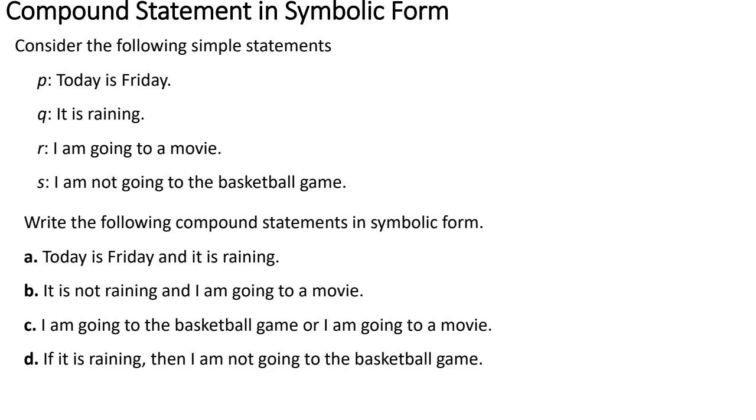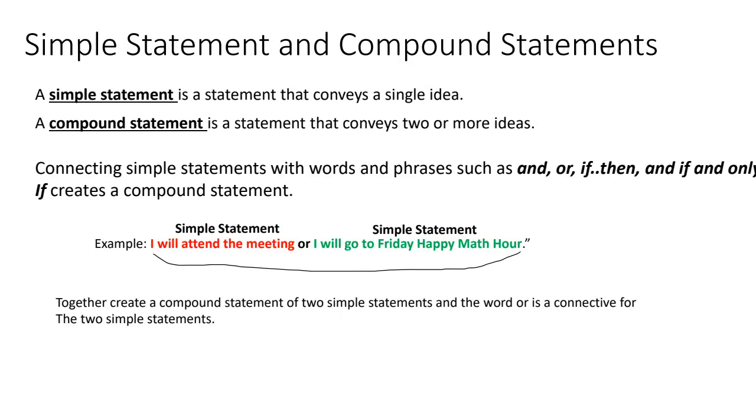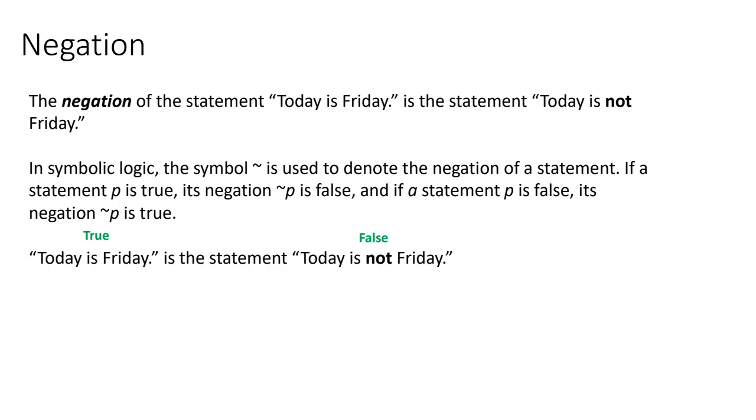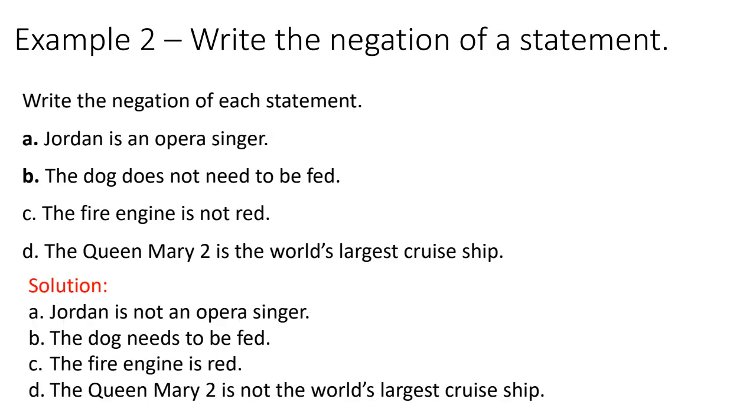So now what we want to do is practice writing these in symbolic form. What you're going to see in your homeworks or in your textbook is they're going to give you some simple statements, and we use these letters P, Q, R, and S. I forgot to mention that earlier when I had the symbols over here, but we usually use P, Q, R, and S to represent the simple statements.